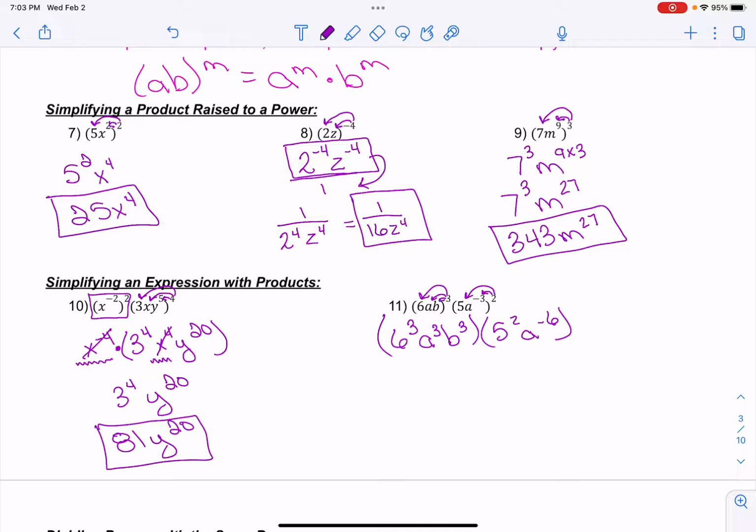So we're going to start kind of simplifying this a little bit. So let's do 6 to the third. So 6 times 6 is 36. 36 times 6 is 216. And then we still have this a to the third, b to the third. And then we have 5 squared, which is 25. And then we still have this a to the negative 6.